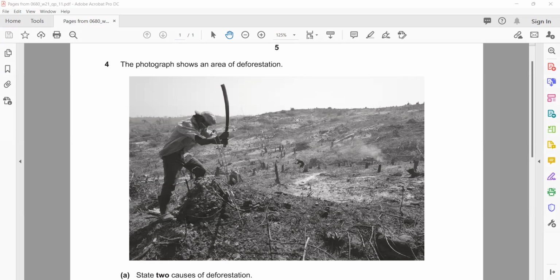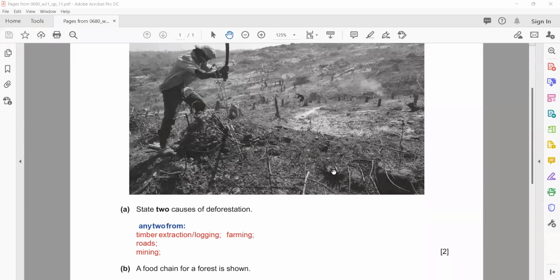Sometimes you will also cut the trees for agriculture, because you want to make the agriculture there. You cut the trees and then you will cultivate the crop. So these are the different reasons you can say for deforestation. Can you see this one? Any two you can write: timber extraction, logging, farming, roads, mining. You can see even for the roads.